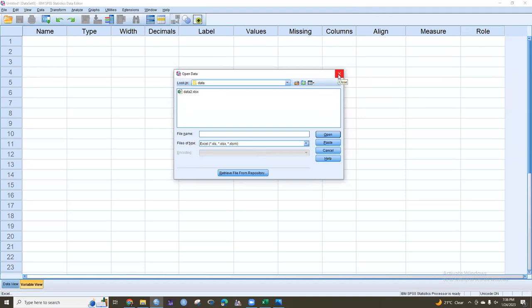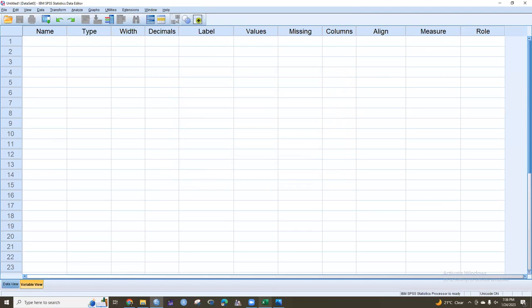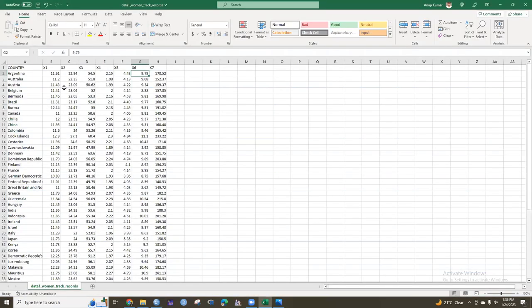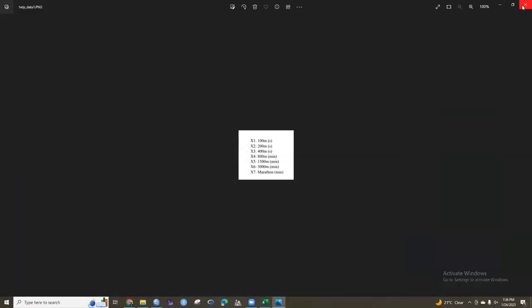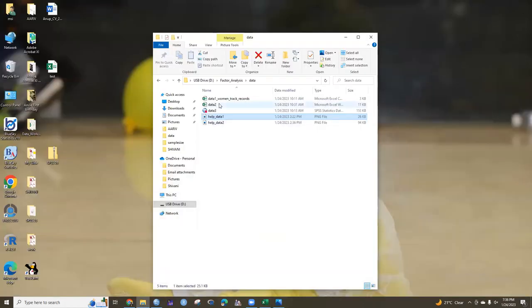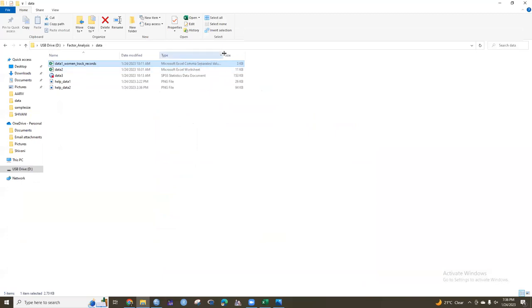Just a minute. Why is this data one not showing, the one that I showed to you? Let me check. So it's there. Data one. It's there. So it is a Microsoft Excel comma-separated CSV file. Okay. It is a CSV file. That's why it is not showing.